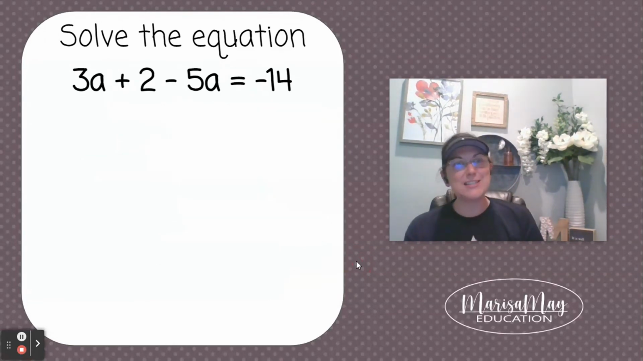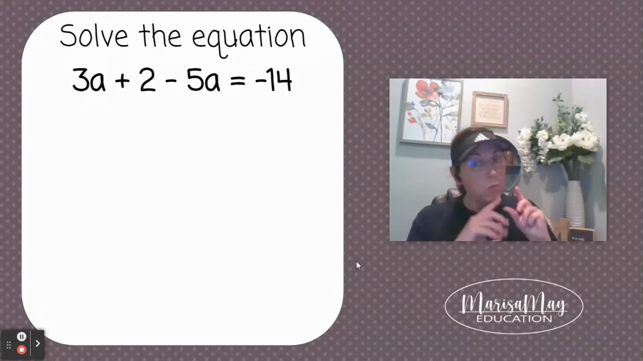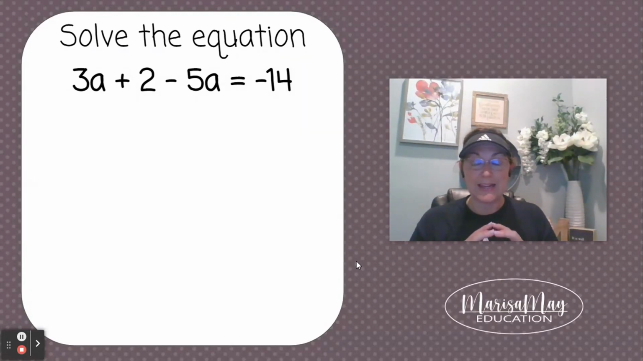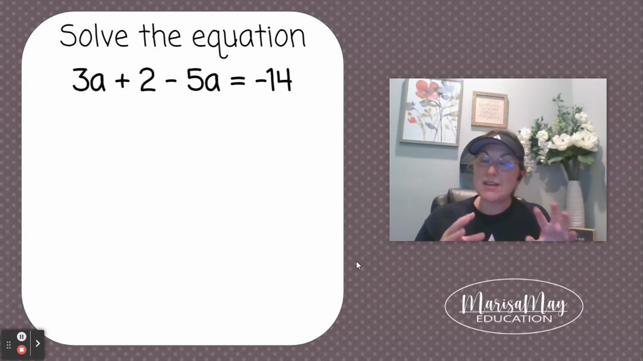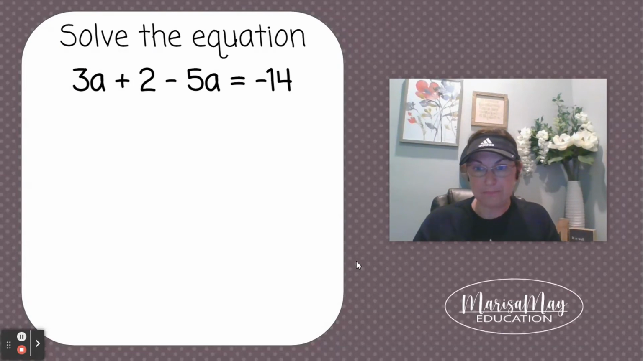All right, friends, let's take a look at this equation. 3a plus 2 minus 5a equals negative 14. You'll remember in our last problem, we did a simplify step at the beginning. It was using the distributive property. We're going to use a simplify step here. However, it is not the distributive property. We are going to combine those like terms.